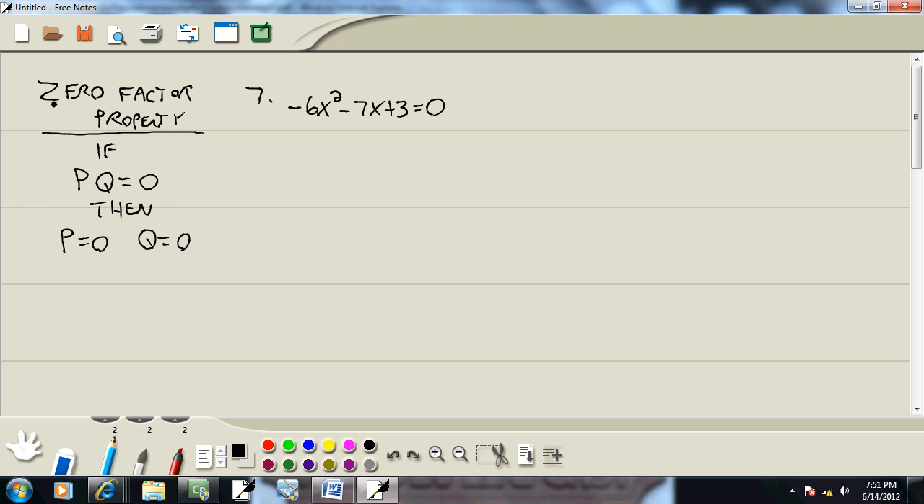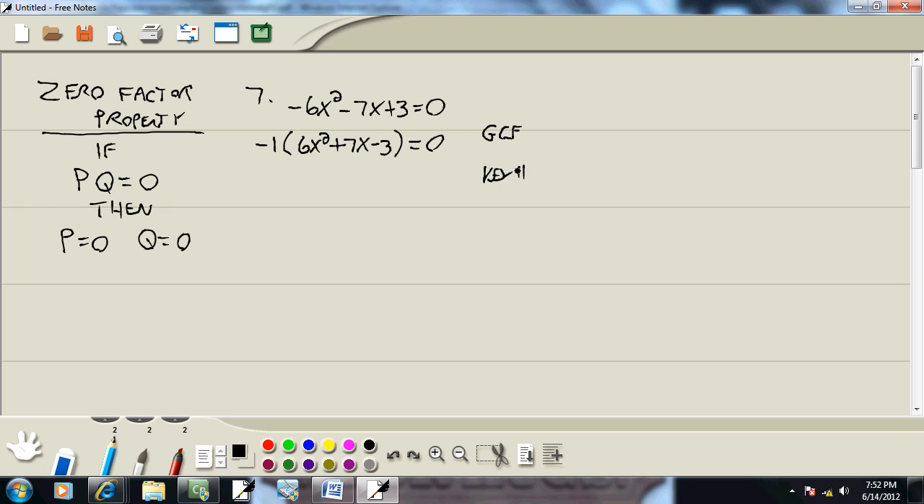And I like this name the best because it tells you exactly what to do. The first part, 0 here, tells you get 0 on one side, which we have. The next one, factor. That means to factor the other side. Well, our first thing we'll do is factor out the GCF. While they don't have anything in common, our first term is negative, and you never want that negative. So we'll factor out a negative, and we'll get 6x squared plus 7x minus 3 equals 0.